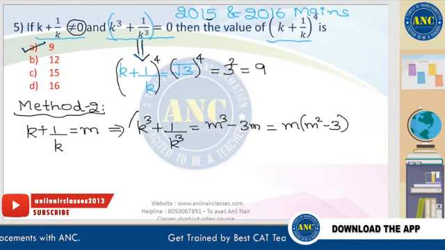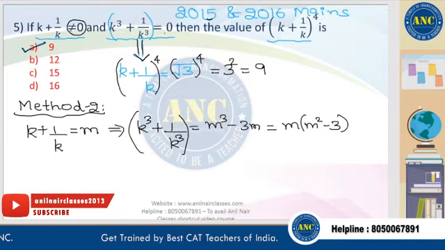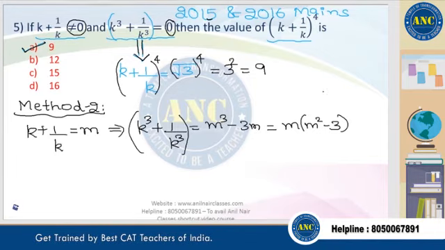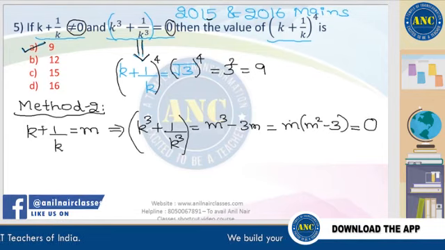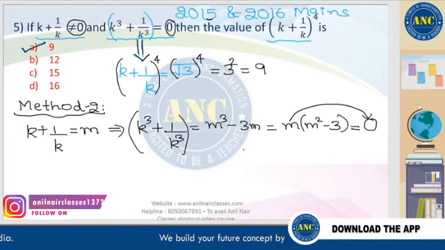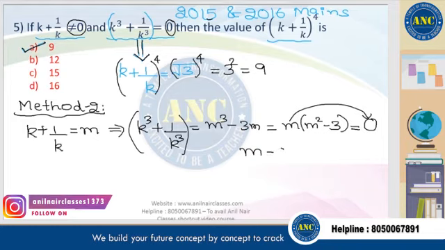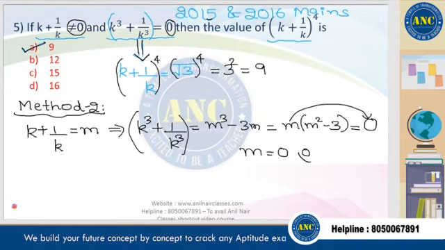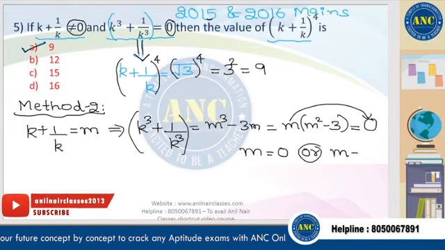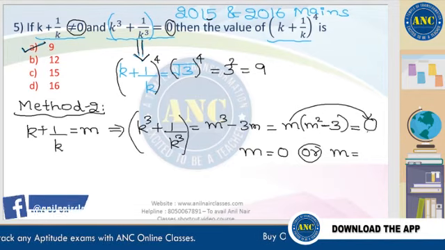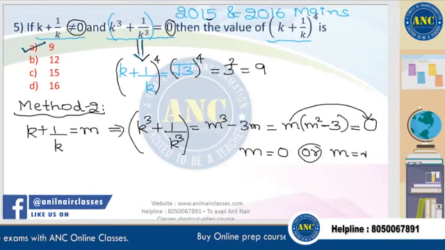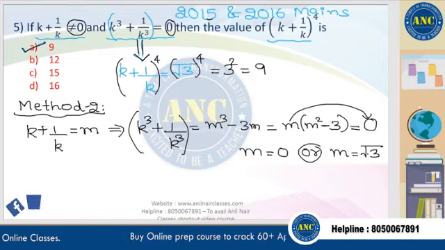But this k cube plus 1 by k cube value is given in the question as how much? It is given as 0. That means this entire thing is 0. So that means can I say that m value will be equal to 0, or m square minus 3 value will be equal to 0, m square equal to 3, m will be root 3, right? M will be root 3.